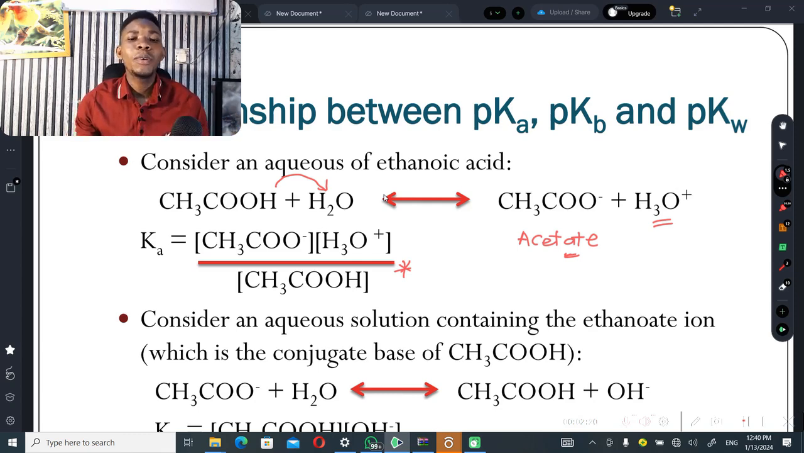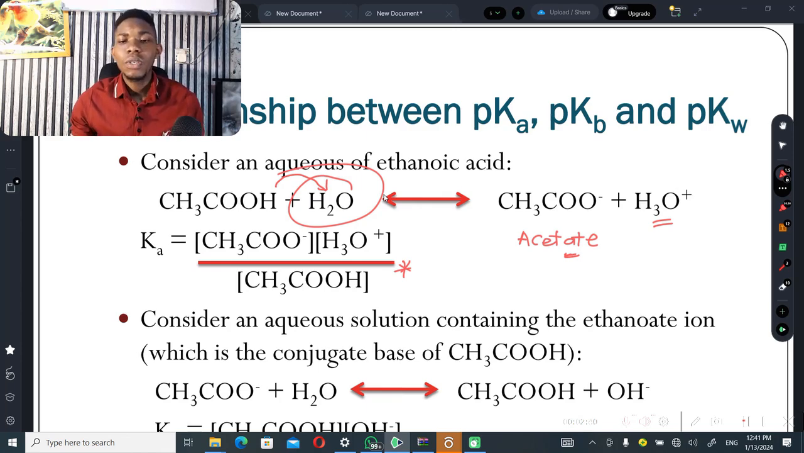Alright, so pure liquids and pure solids do not show in the equilibrium constant expression. So you are not expected to see water in the equilibrium constant expression. Why? Because we said that their concentration does not change during the course of the reaction. Of course, everybody knows how to write Ka by this time.